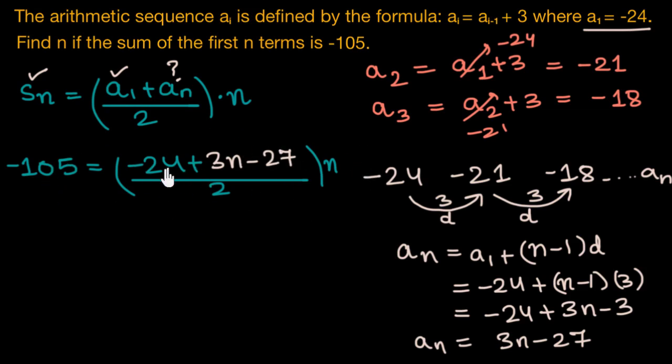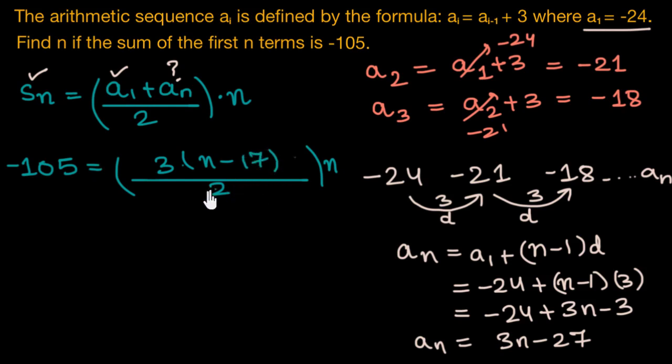So in the numerator, negative 24 and negative 27 add up to negative 51. So I can rewrite this numerator as 3n minus 51. And also, I can see a 3 common in both these terms, so probably I can pull that out too. So I'll write this term as 3 times n minus 17.